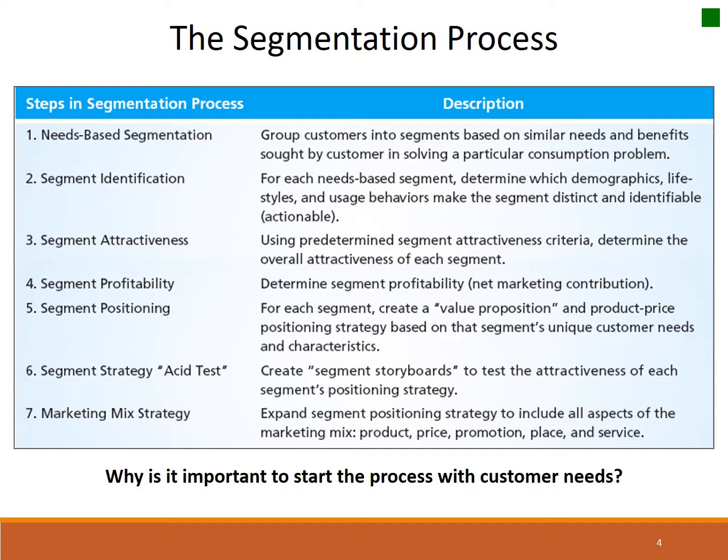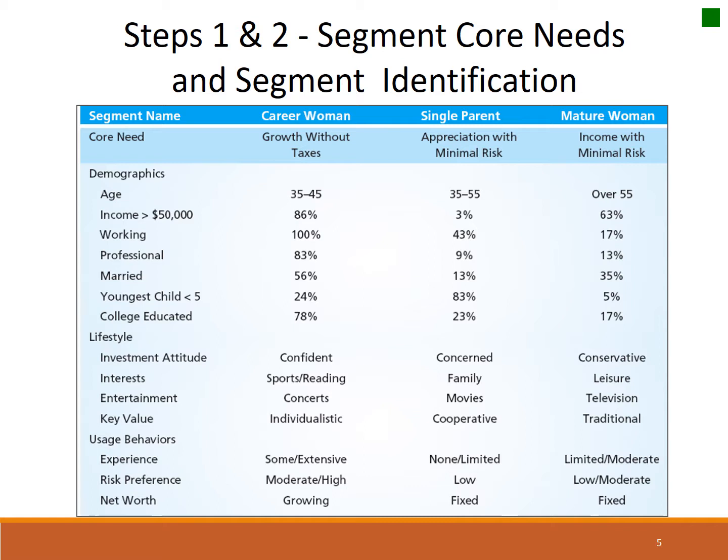So when we start at the beginning here, we look at something called core needs. One of the very effective ways to think about market segments is not necessarily to think about their demographics and psychographics and all of that, but to think about what customers need and how different needs often drive our purchase decisions. So here we have three different groups of consumers, and they have certain needs for financial investment products.